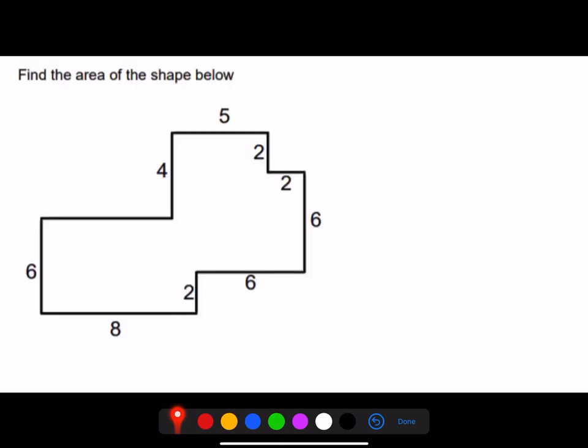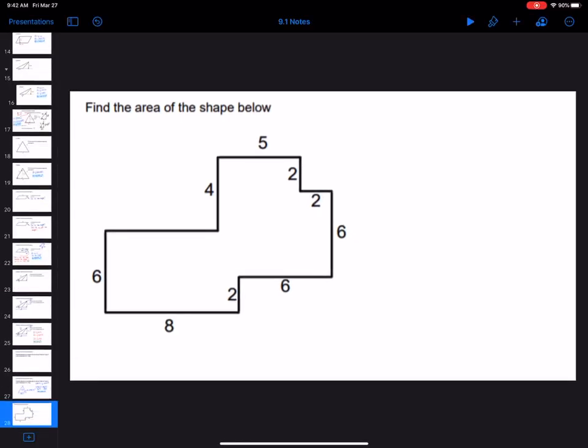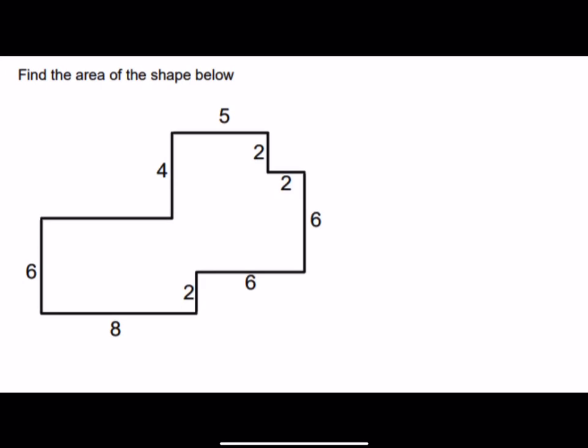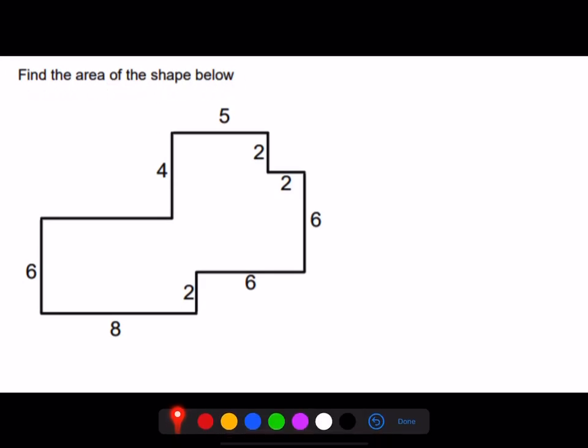Here's our last problem for the notes for today. We need to find the area of the shape below. So, with this shape, my best advice is to start cutting it up. Now, there's two different ways to go about it. The first way is you can create a large triangle, a not large triangle, a large rectangle, and subtract areas.